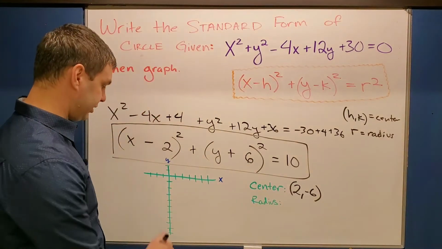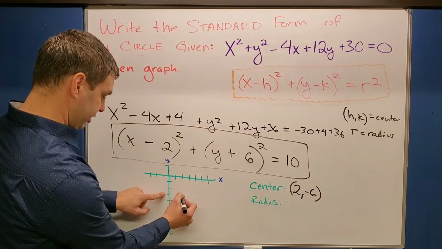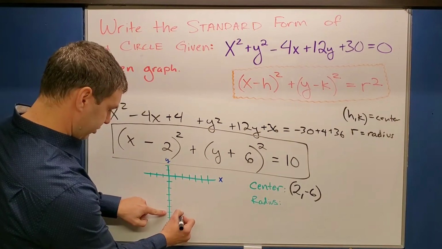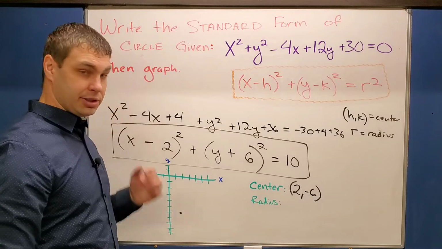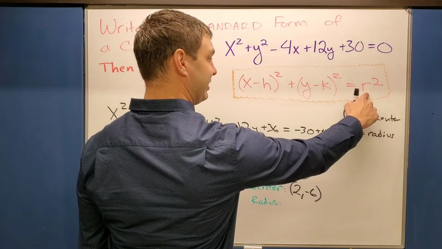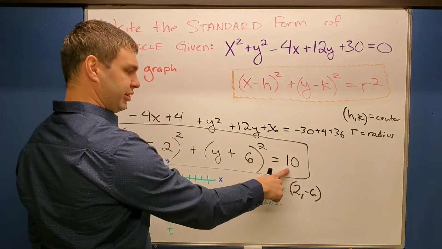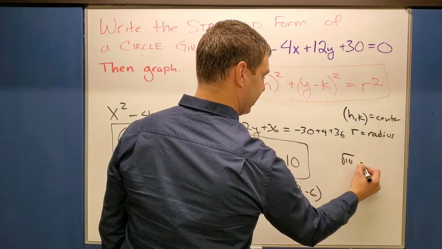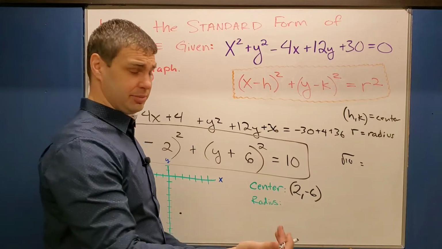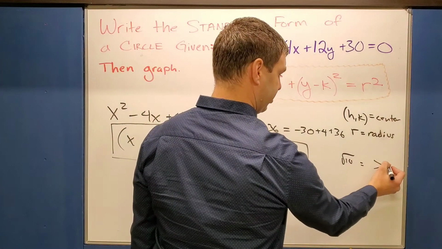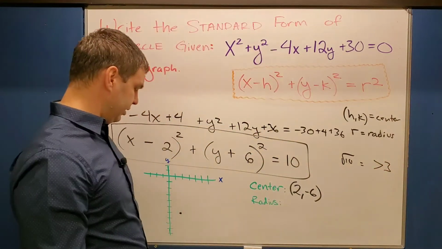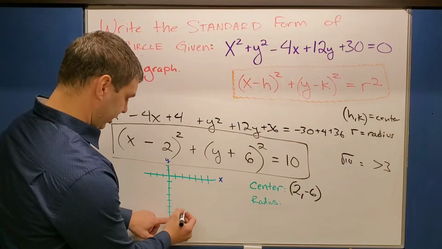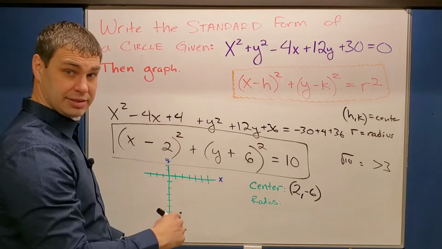If I graph that, that's going to be 2 over, down 1, 2, 3, 4, 5, 6, about right there. And then also the radius of this one, well, currently in standard form, it's r squared. So if this is squared, I have to take the square root of 10. Right, square root of 10. I know the square root of 9 is 3, so this is going to be something a little bit bigger than 3. So I'm not going to be too precise with this. I'm just going to go out 3 in each direction, up, down, left, right, and then a little bit more.